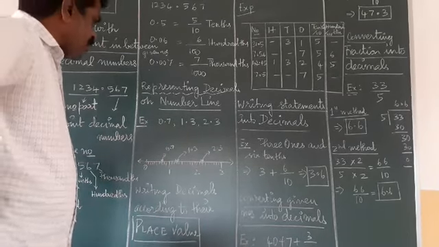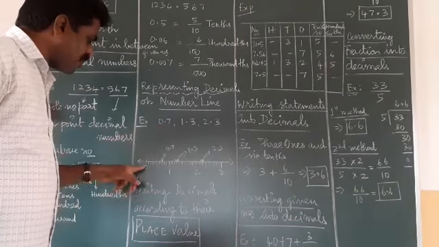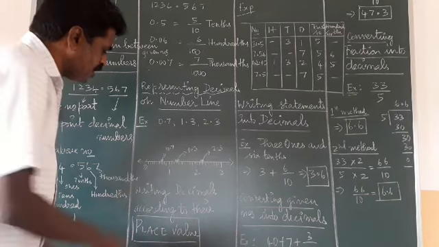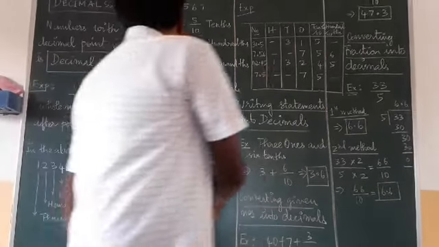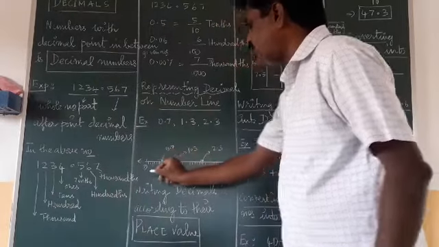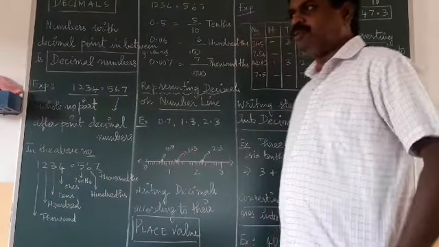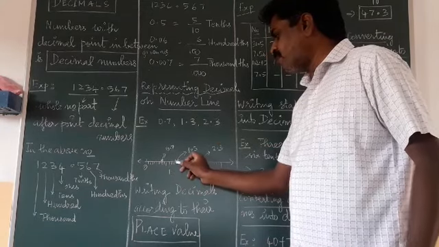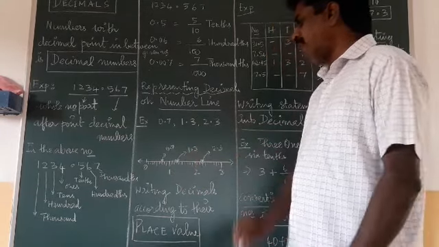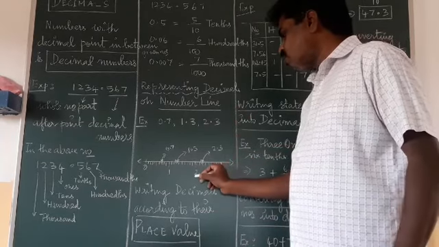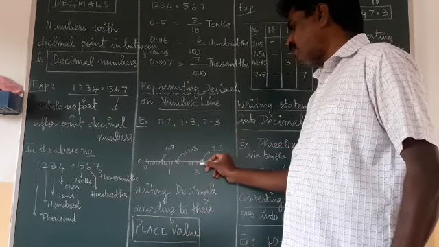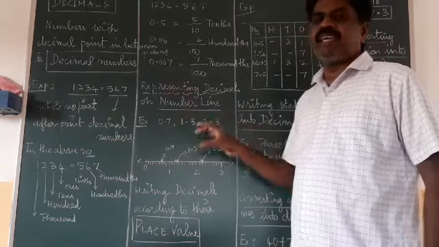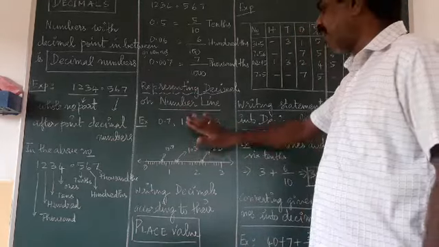So where is 0.7? Where will it come? 0 is there, then 1, 2, 3, 4, 5, 6, 7. So I have marked 7 here. This is 0.7, between 0 and 1, less than 1. Then 1.3: after 1, you have to mark 3 divisions for 1.3. Then 2.3: after 2, I have marked 3 divisions for 2.3. So this is the way of representing a decimal number on the number line.